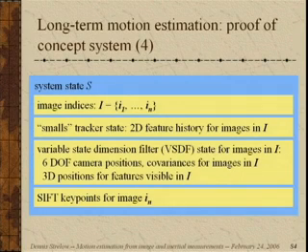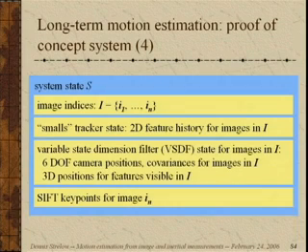Now, I know this is a lot of text, but it's actually just a few things. The system maintains a state that's a set of image indices, say maybe image indices 1 through 100, but generally not. It's some subset of all the images we've seen so far. It maintains the SMALLS tracker state, or the 2D tracking data, for just those images. So if the images in the state are images 1 through 50, and then images 75 through 100, you've got SMALLS tracker output for those 75 images.